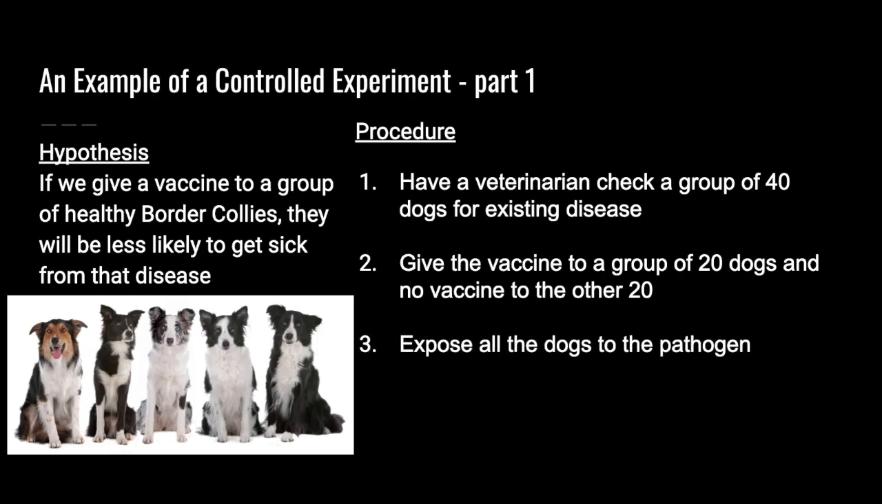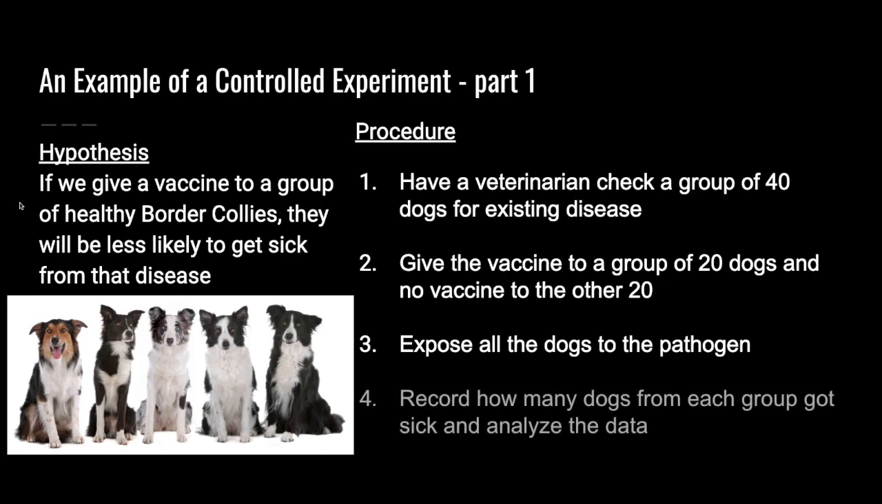Then you're going to expose all the dogs to that pathogen, or that virus, or whatever the vaccine is protecting against. Then you're going to record how many dogs from each group got sick, and then you're going to analyze that data. Okay, so that's how you would set up a procedure for that.